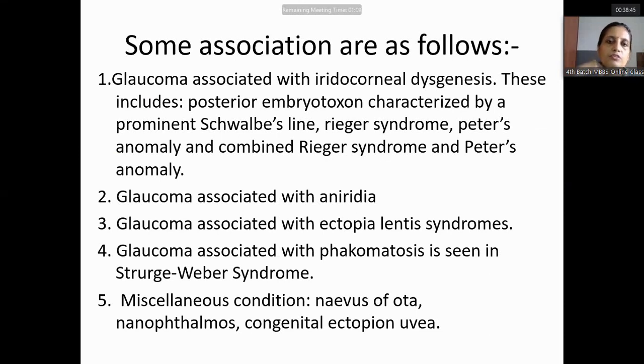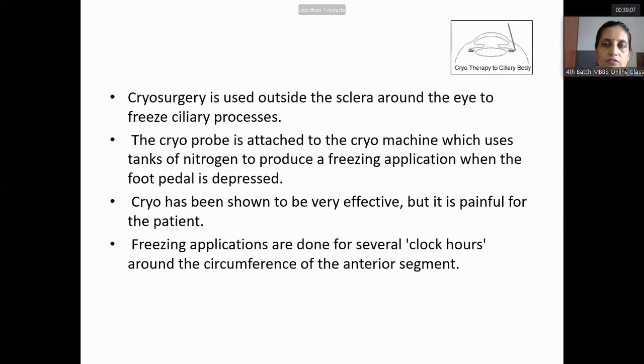There are some associations with congenital glaucoma. So you have to go through them also. Sometimes it can come in your MCQ. So aniridia, ectopia lentis, Sturge-Weber syndrome, and nevus of Ota. And if these conditions are seen, then we also have to evaluate for congenital glaucoma.